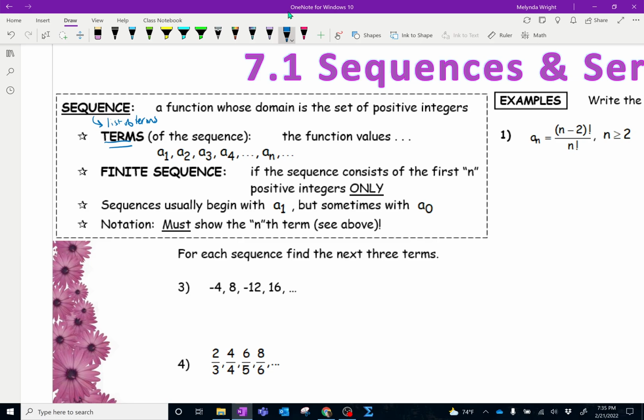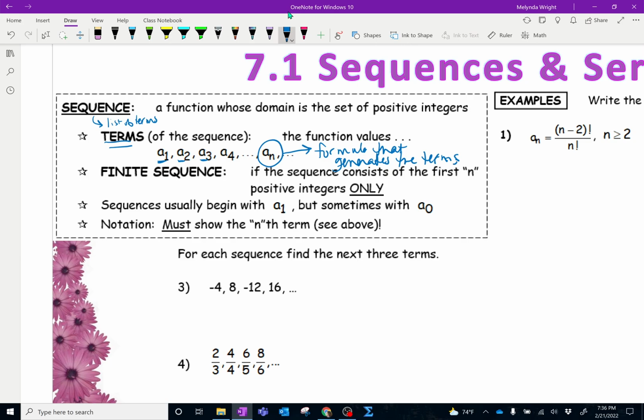A term, these are the individual entities. We'll be working mostly with numeric sequences like -4, 8, -12, 16, and so forth. Those are terms. That's what a term is, the function value. The a sub n term is the formula that generates the terms. That's what an a sub n formula is. And we'll look at some a sub n formulas.